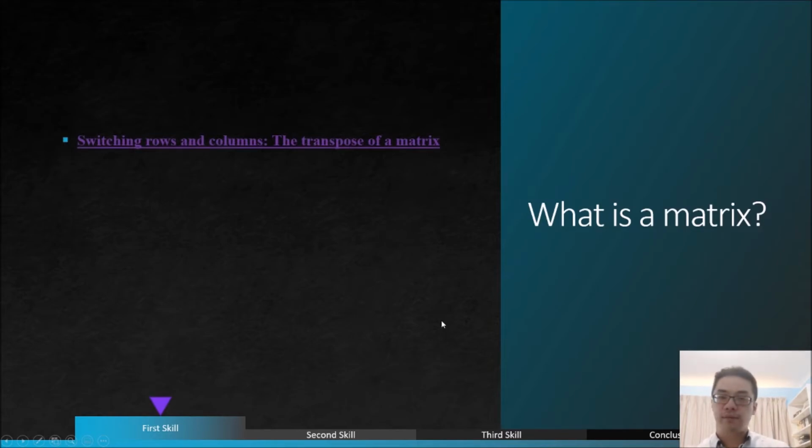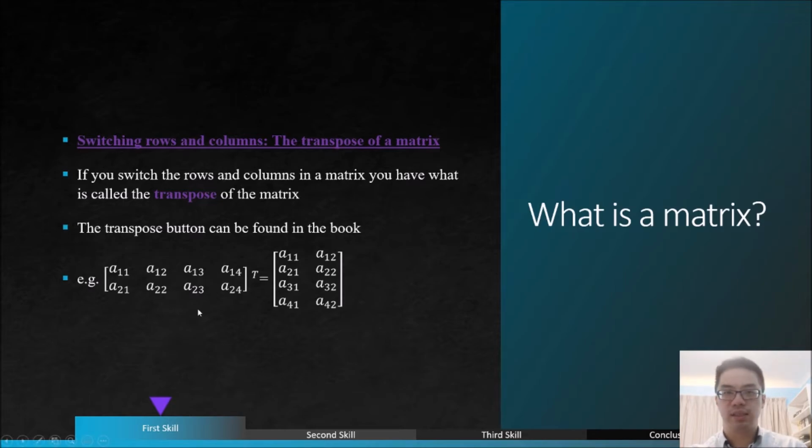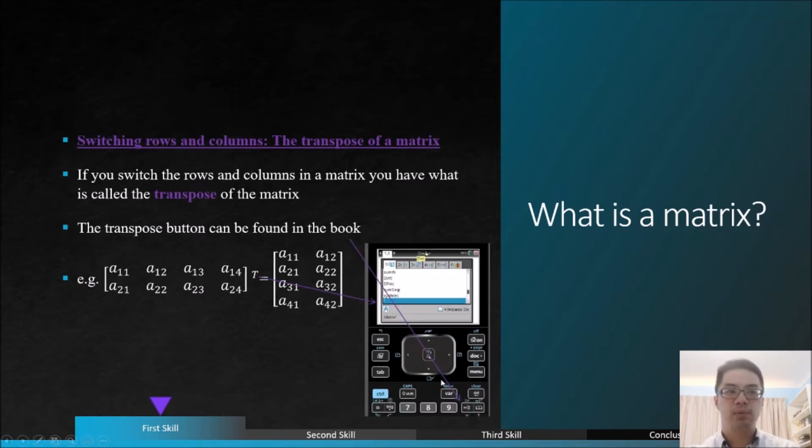Switching rows and columns. If you ever need to switch the rows and columns of a matrix, we call that the transpose of a matrix. So the transpose button can be found in the calculator. As you can see here, we have a 2 by 4, and when we transpose it, we end up with a 4 by 2. So the rows and the columns will switch over. The button is next to the button next to 9, and the T is what you're looking for, the little T for transpose.